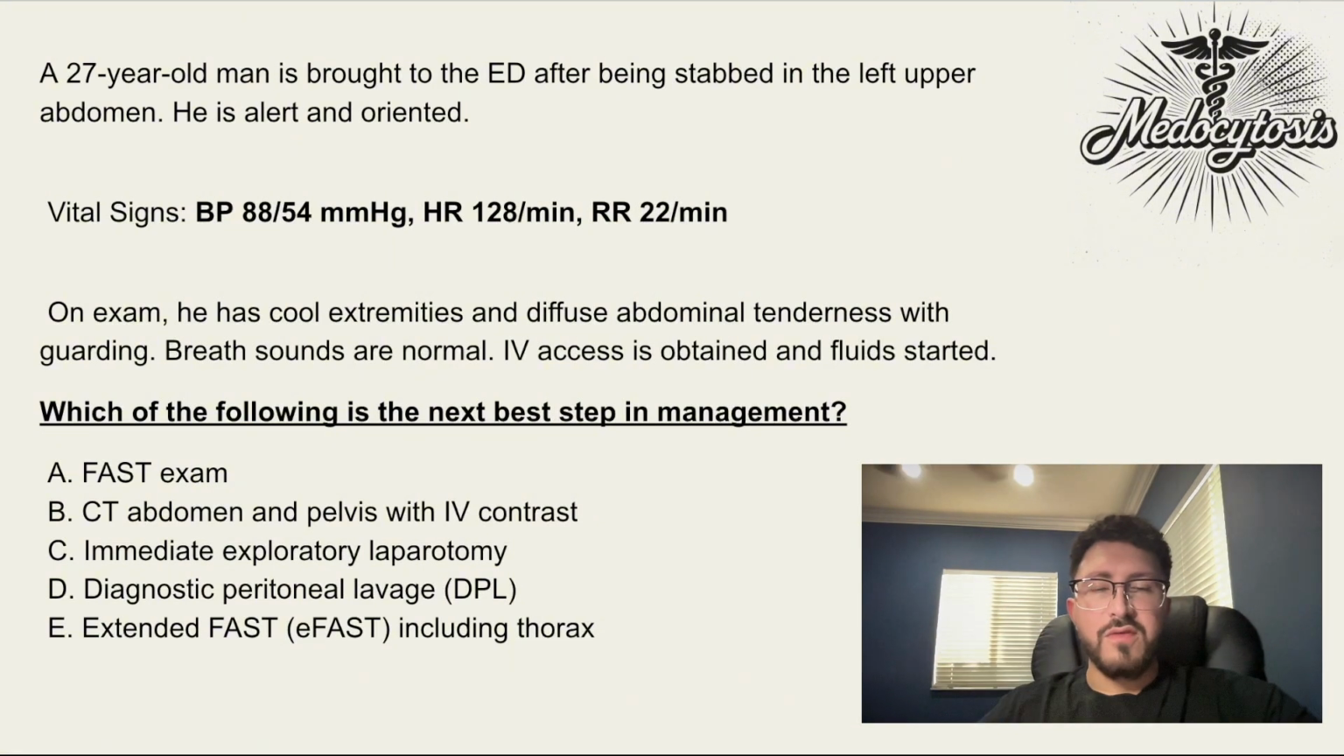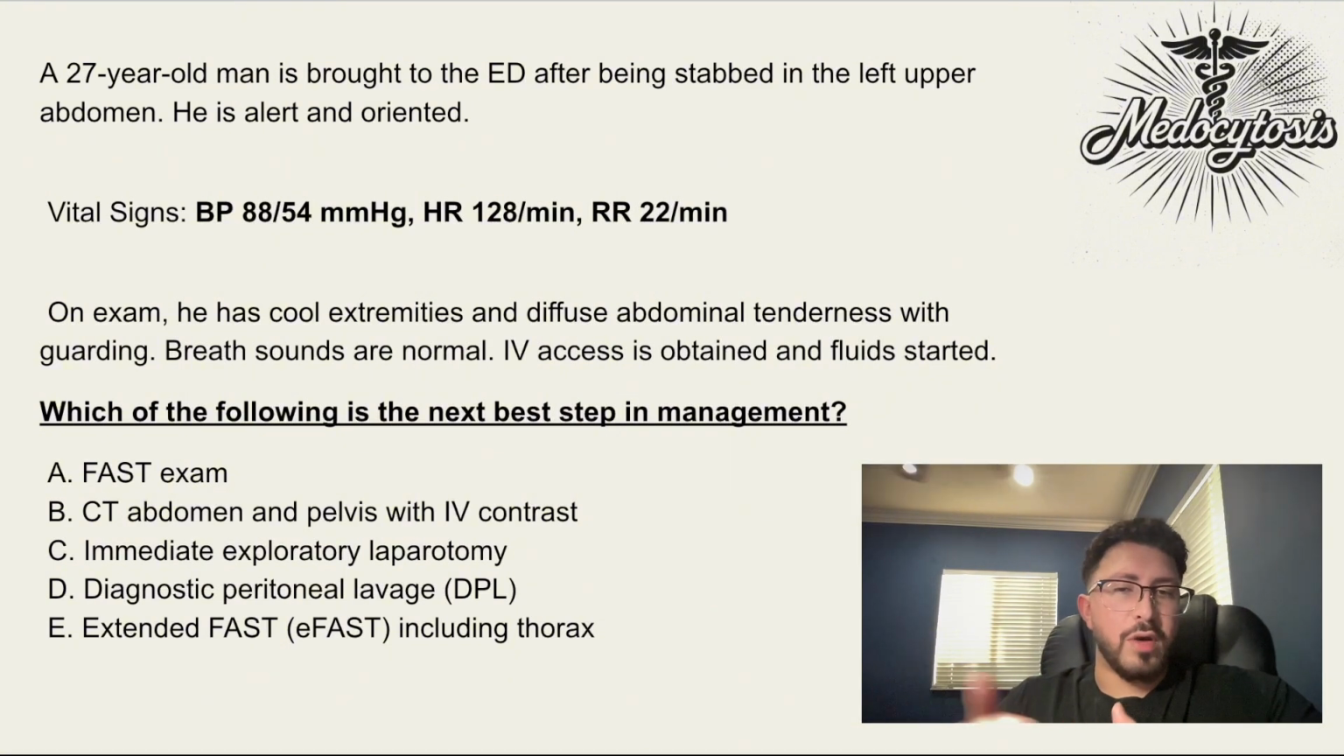So let's start with A, FAST exam. FAST stands for Focused Assessment with Sonography for Trauma. Basically, this is a quick ultrasound, and it's great for unstable trauma patients when you're not sure where the bleeding is coming from. But in this patient, we already see a penetrating abdominal wound. We see signs of peritonitis, where the patient has abdominal tenderness and guarding. He is also hemodynamically unstable.